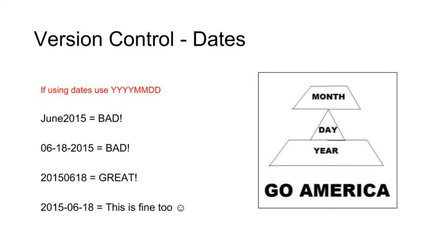If you're using dates in your file naming convention, I highly encourage you to use the standard ISO 8601 format that begins with the year, followed by the month, followed by the day. This is used internationally, and it makes it easy to sort your files by date.